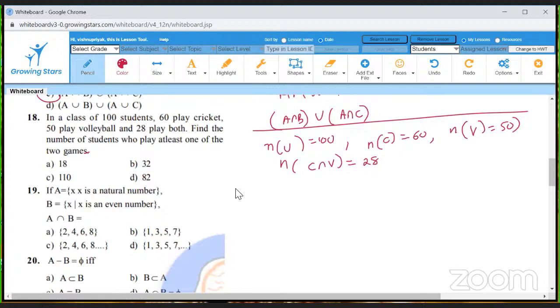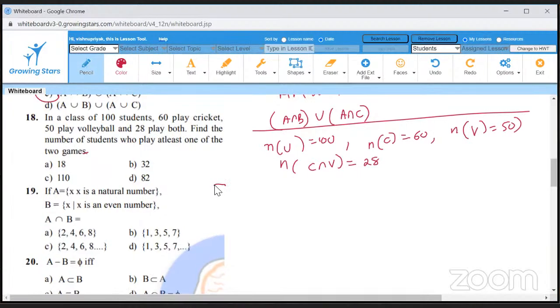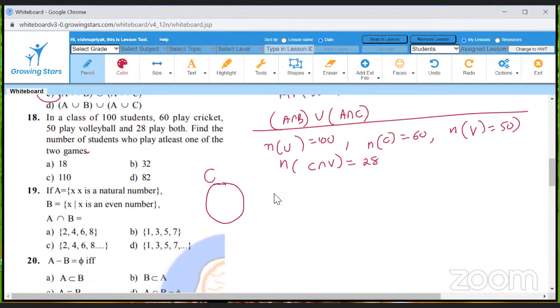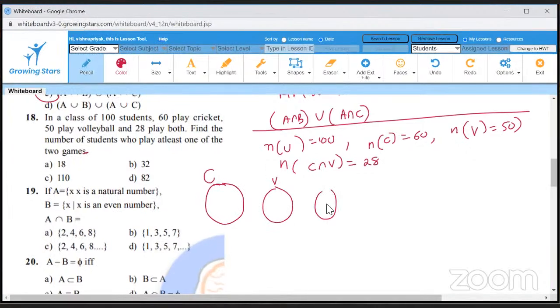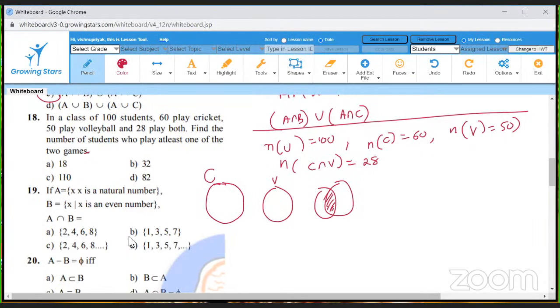Now find the number of students who play at least one of the two games. What do you mean by at least one of the two games? Give me at least one chocolate. That means give me one chocolate or two chocolates or three chocolates, but at least one chocolate I want. I don't want 0 chocolates. That is what it means. So at least one means either only cricket or only volleyball or both cricket and volleyball.